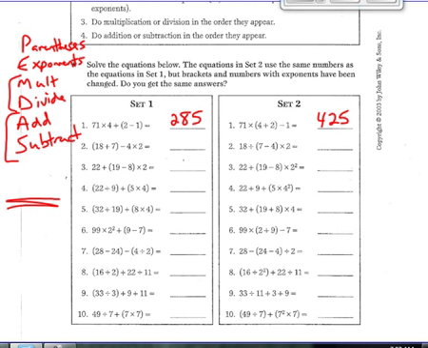A couple things. The 2 didn't show up on number 2. Actually, you probably can see it. This is a 2 right here. If you couldn't tell, this is a 2. So it should be 18 plus 7 minus 4 times 2. On the sheet that I have in front of me, it's hard to see, but you can see it on the video here.